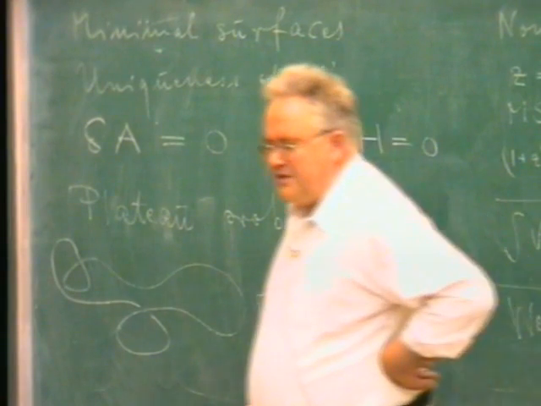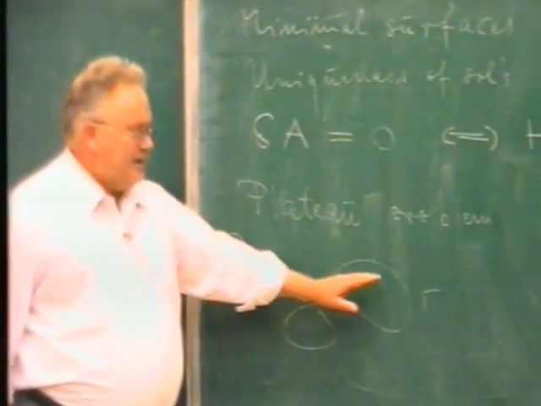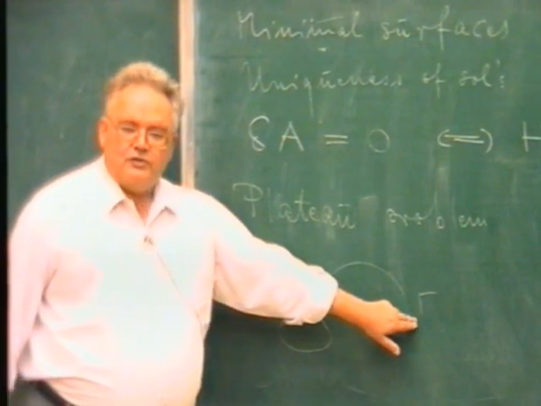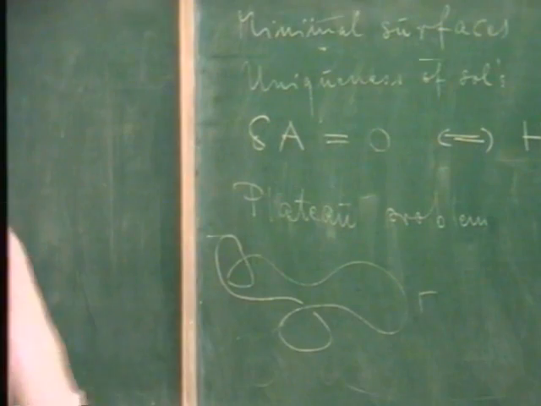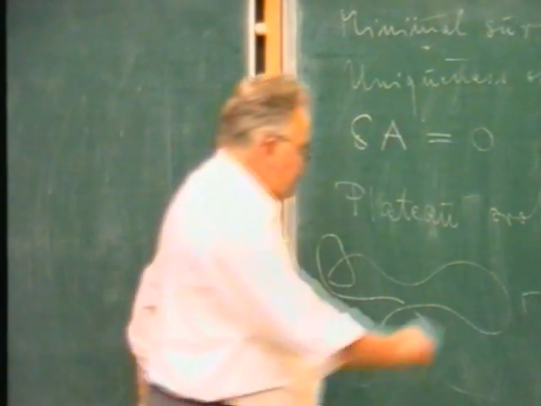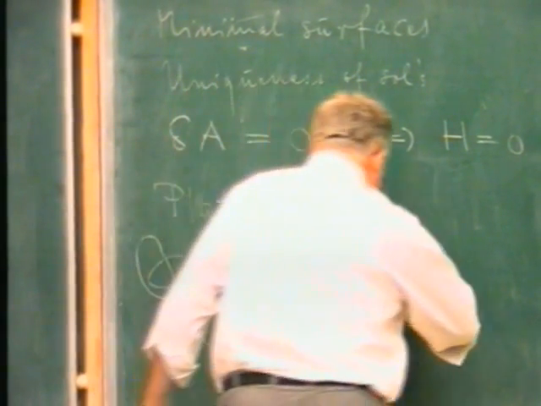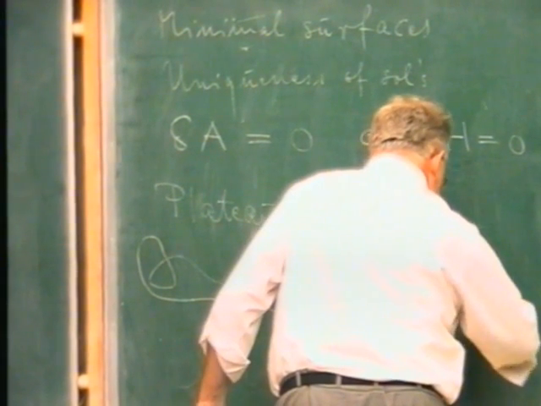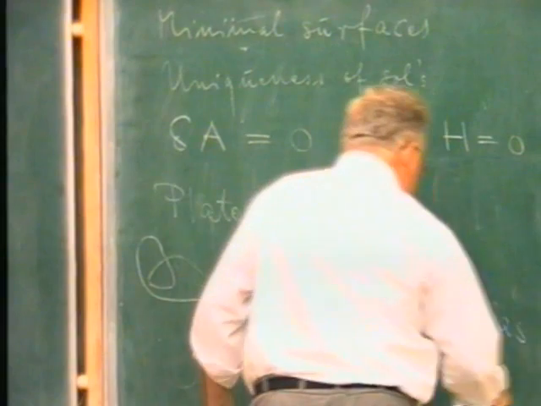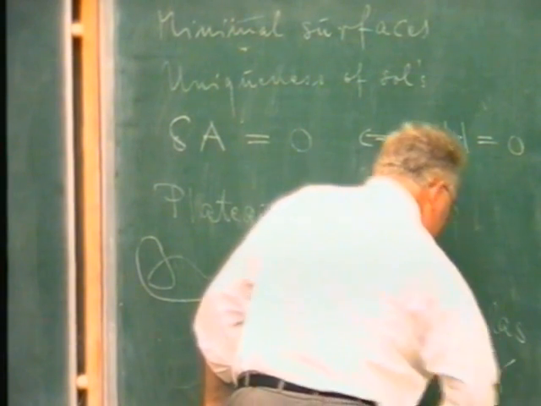Every curve bounds at least one minimal surface. And this was a challenging problem for mathematicians to prove. Every given closed Jordan curve, that means every topological image of the unit circle, bounds at least one minimal surface. Well, and this problem was solved in 1930 by the American mathematician Jesse Douglas, and independently by the Hungarian mathematician Tibor Radó.